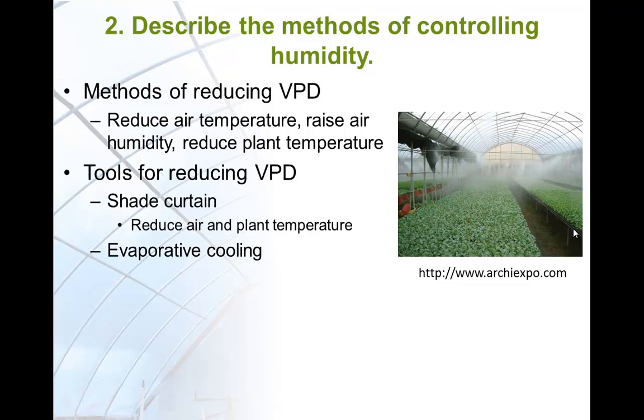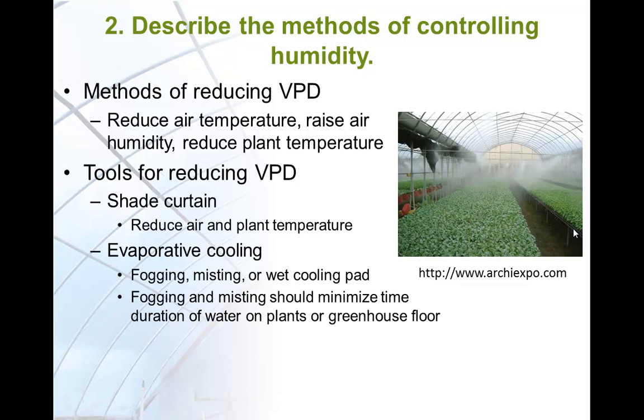The second method is using evaporative cooling, and we can use fogging, misting, or a wet cooling pad to achieve this. When we use fogging and misting, we should minimize the time duration of water on plants or the greenhouse floor. Just allow enough droplets to evaporate so that energy can be absorbed by the water droplets, but without extended time on the floor that would cause algae growth, or an extended period of moisture on the leaf surface that would cause fungal spores to germinate.